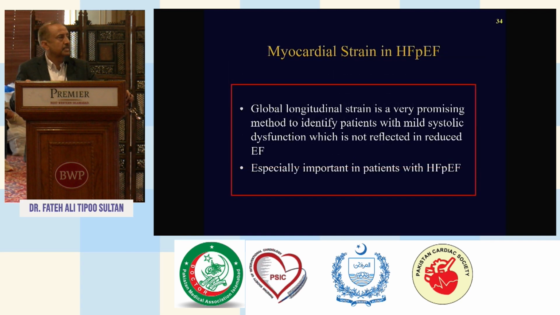So in heart failure patients, it's more important in patients with preserved EF. The global longitudinal strain is a very promising method to identify patients with mild systolic dysfunction, which is not reflected in reduced EF, especially in patients with heart failure with preserved EF. And the patient group in which you can do the myocardial strain, the global longitudinal strain, one group is heart failure with preserved EF, the other group is patients on chemotherapy, and also the patients with cardiomyopathies.